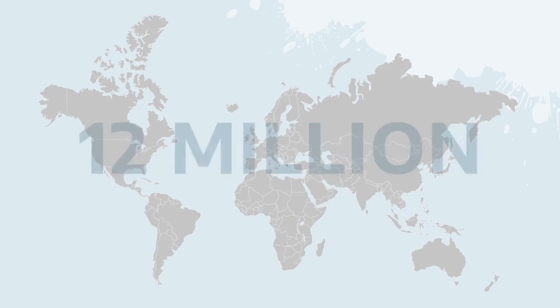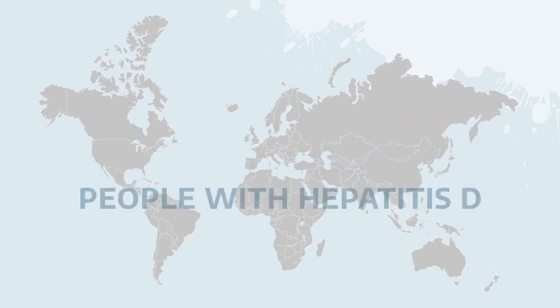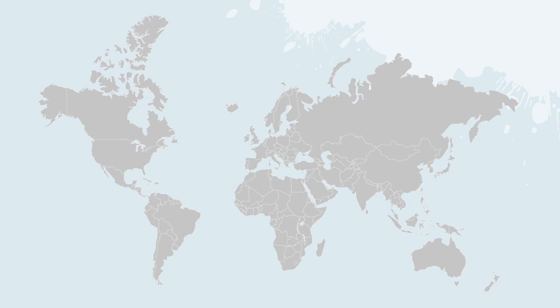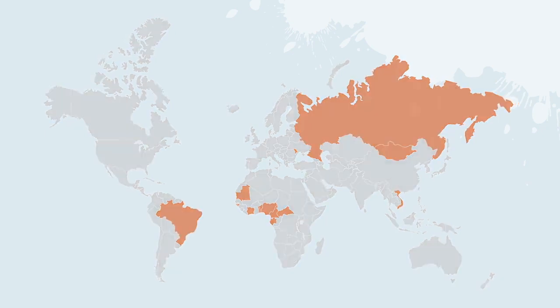An estimated 12 million people are affected by hepatitis D worldwide. The condition is particularly common in Mongolia, the Republic of Moldova, in Brazil, in Russia, as well as in Vietnam and some countries in West and Central Africa, among others.